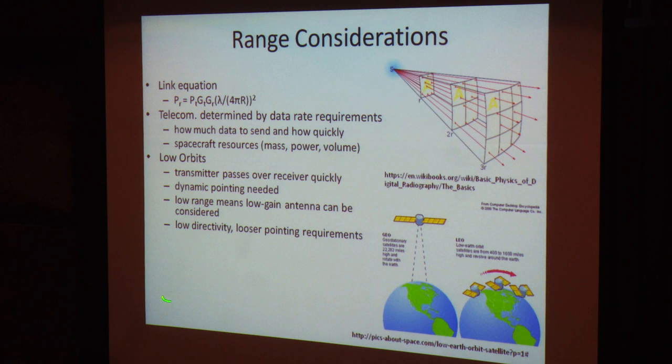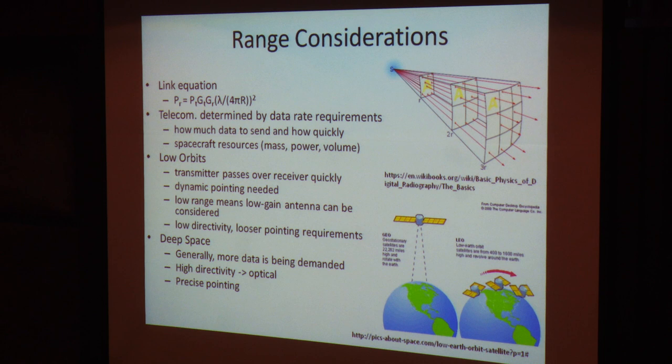In deep space, however, because of the large range, we don't necessarily have that option. From deep space now, we are seeing a demand for more and more data. So we actually want to get as much power to reach our receiver from faraway distances as possible. And so that means high directivity, high gain, and the trend towards optical comm, and also precise pointing.